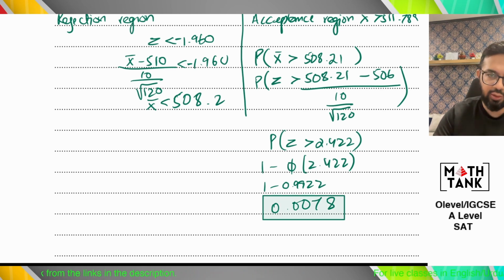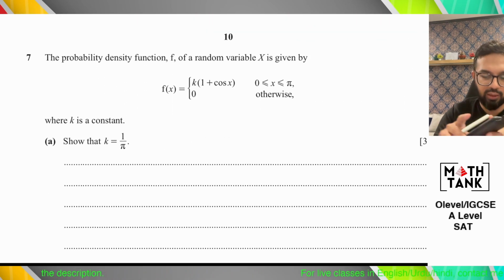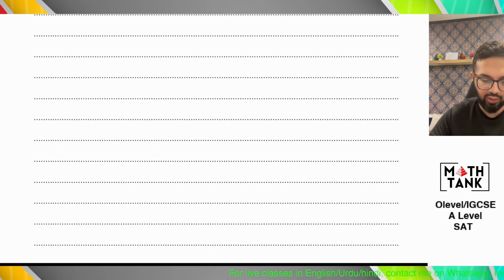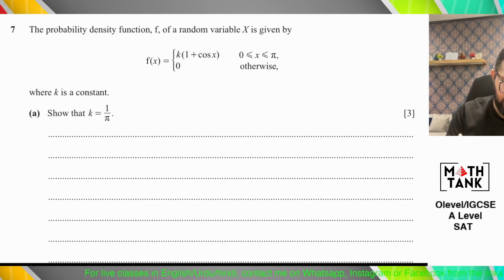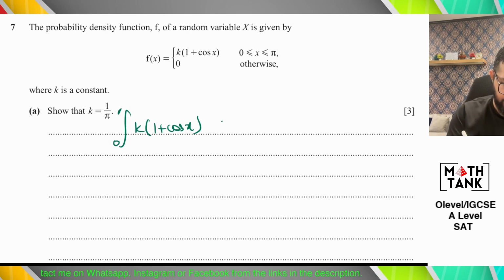Okay, last question on this exam is continuous random variable. I'm assuming it's going to be a little challenging given that it has a bit of trigonometry in it. So k has to be proven. So you integrate from 0 to pi and say that it is equal to 1.